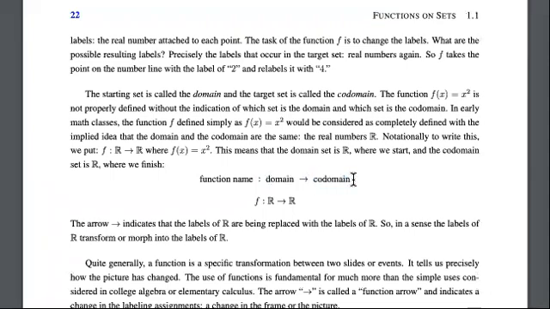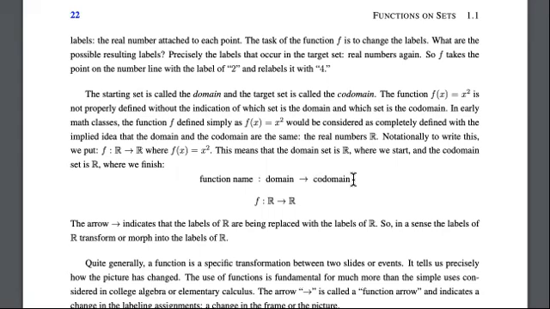Notice I'm not using the word range here, because codomain is not range. Instead, I want you to think about domain and codomain, if you're familiar with programming at all, as data types, like integers or floats or something like that. And what you need in order to define a function is you need to know what the data type of the input is and what the data type of the output is. That's the first thing you need to know.